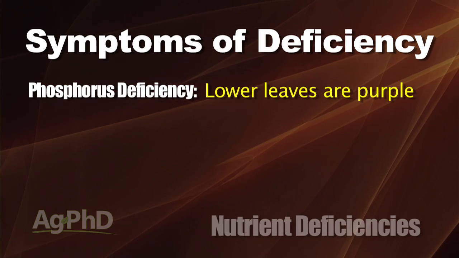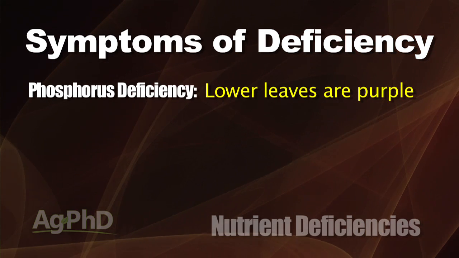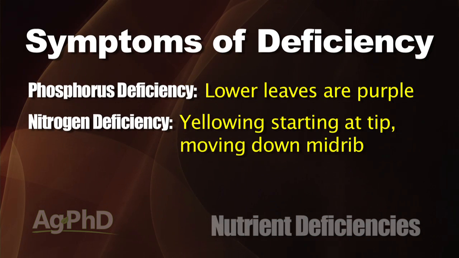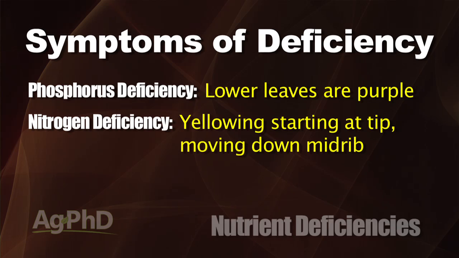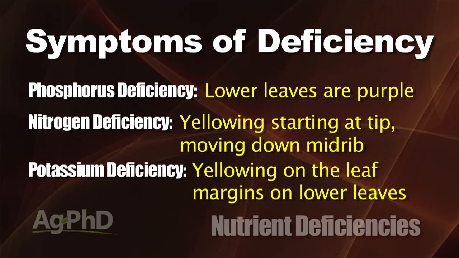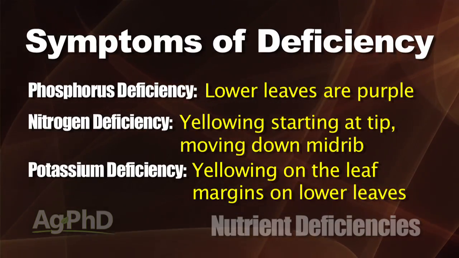All right, so if the lower leaves are purple, usually we're talking phosphorus. If the lower leaves are yellow, it's either nitrogen or potassium deficiency if it's a nutrient deficiency. And with the yellowing for nitrogen, it's going to start at the tip of the leaf and work its way down the midrib, down the center of the leaf. With potassium deficiency, you'll see yellowing on the leaf margins of the lower leaves, so that's a real big difference.